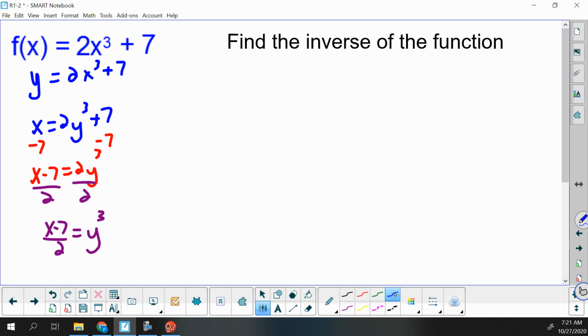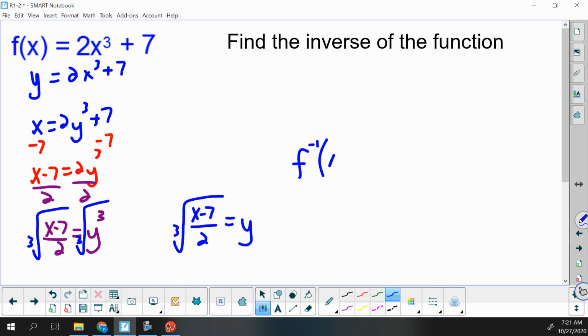And then the opposite of squaring something would be the square root. So the opposite of cubing something would be the cube root. When you do odd roots, you do not need a plus and minus out front, only when you do even roots, like square roots and fourth roots. So that is our inverse. Our notation, we would write f inverse of x equals the cube root, and all underneath x minus 7 over 2.